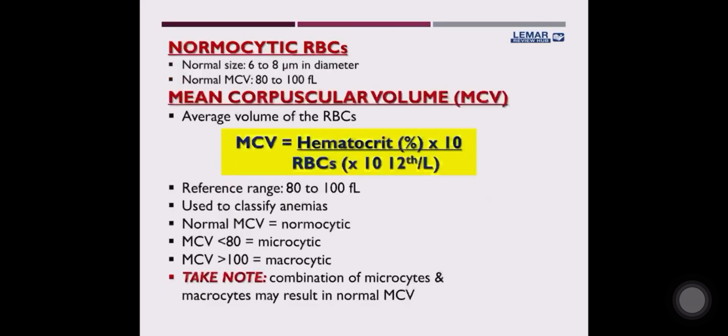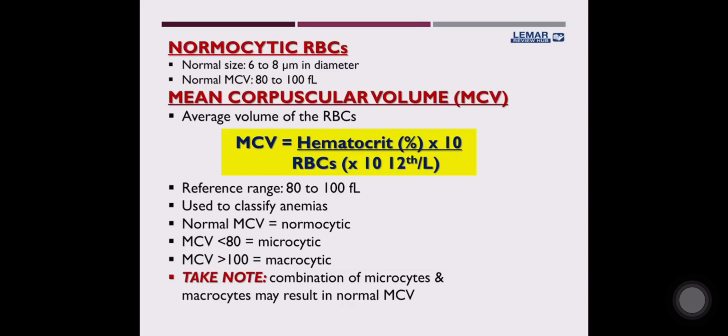Normocytic red cell. These are red cell with a normal size, 6 to 8 micrometer in diameter, normal MCV, 80 to 100 femtoliter. MCV, mean corpuscular volume, or mean cell volume, refers to the average volume of the red cell. To compute for the MCV value, hematocrit % times 10 over the red cell count. Normal MCV is from 80 to 100 femtoliter.